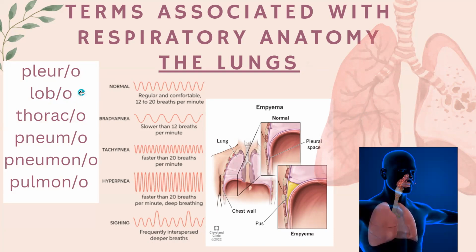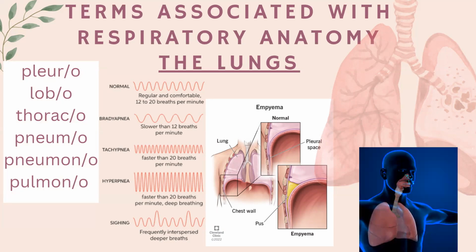LOB/O, that's combining form for one of the lobes of our lung. So our lungs have a few different lobes to them. And so LOB/O stands for lobe. And even though the E is dropped off, we're still going to pronounce that as lobe versus lob.